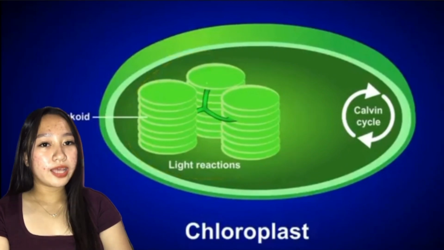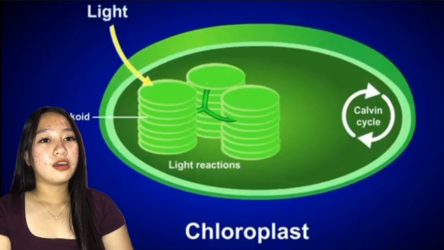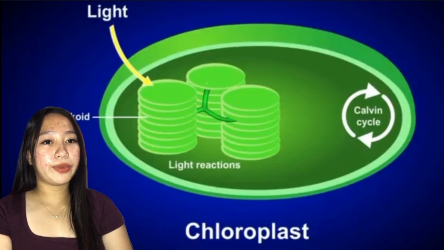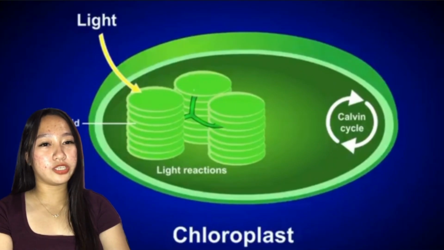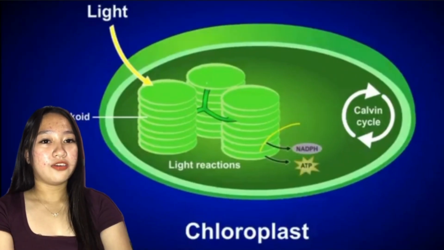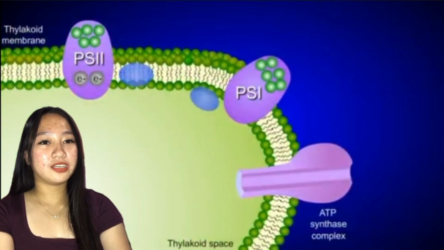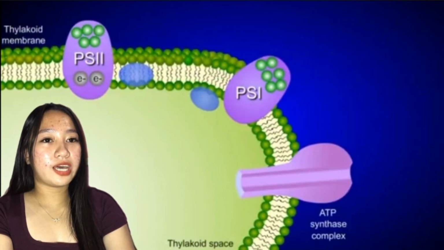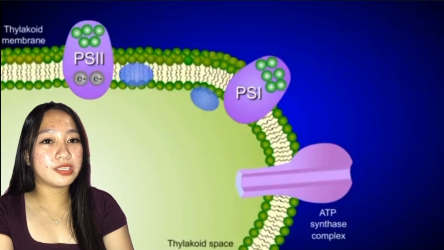The light reactions occur within the thylakoid of the chloroplasts. Here, special pigments absorb light energy and transfer it into high-energy electrons, eventually producing ATP and the electron carrier, NADPH. Let's zoom into the thylakoid to take a closer look at how ATP is created.